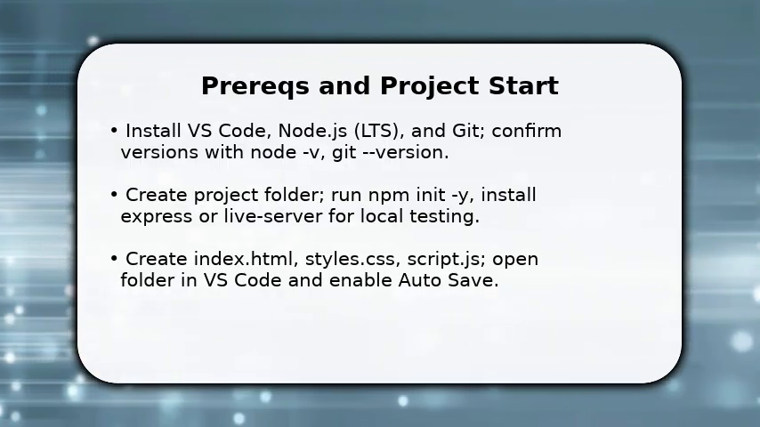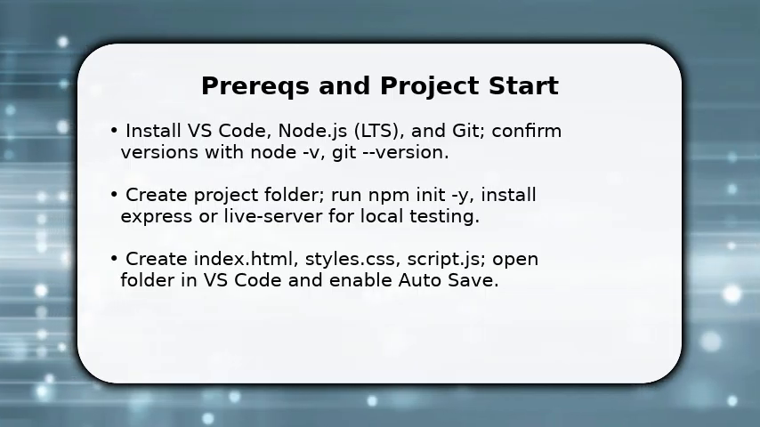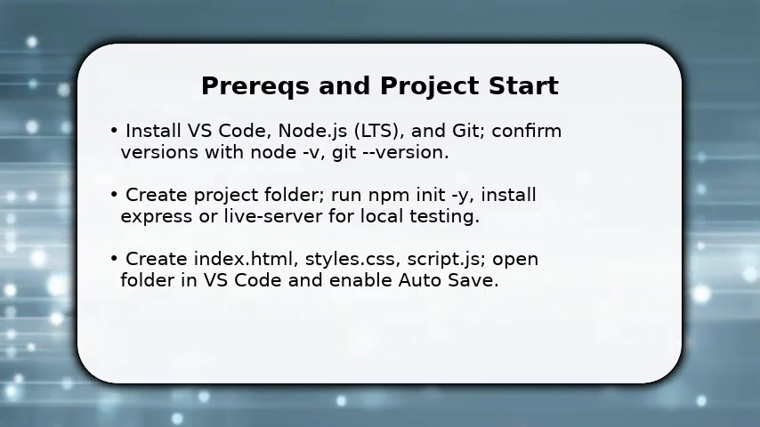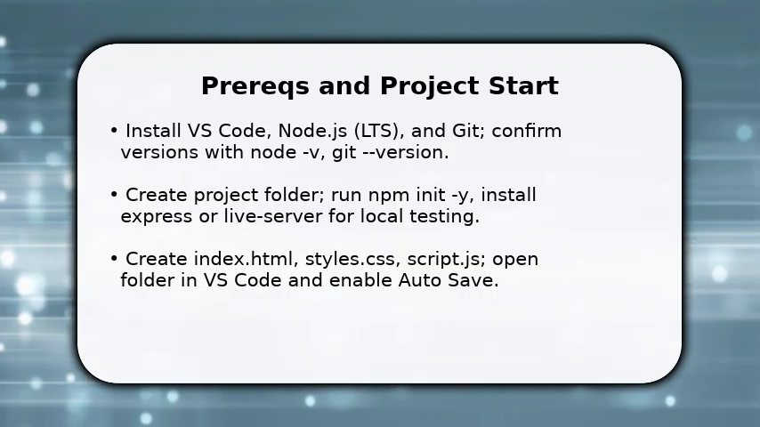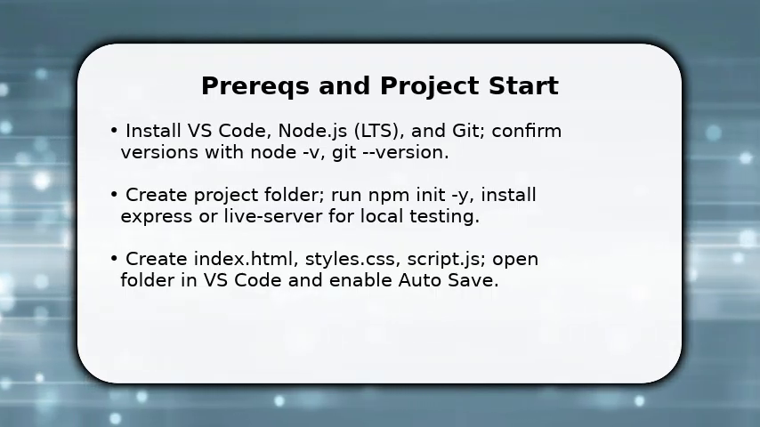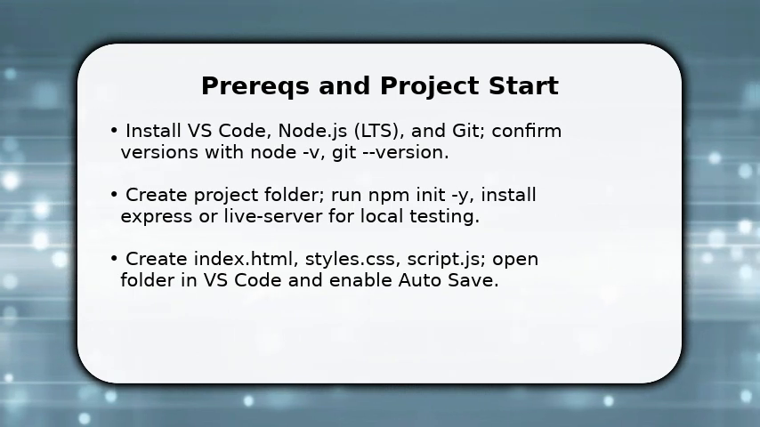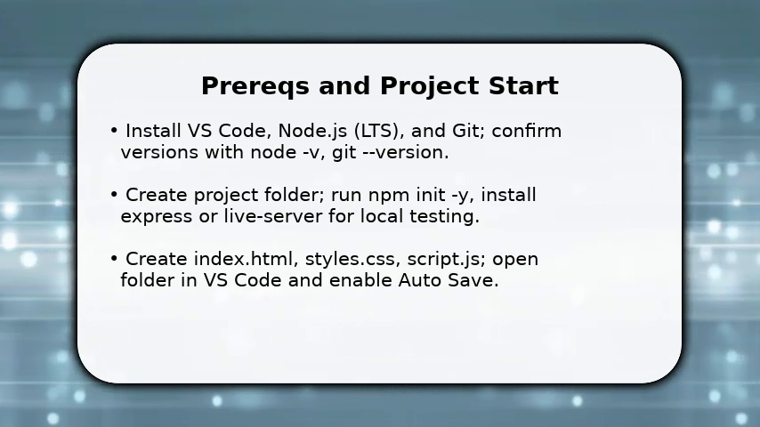Then in VS Code, add index.html, styles.css, and script.js, and enable autosave. This prevents lost changes and speeds iteration. Make sure extensions like Prettier and Live Server are enabled too.